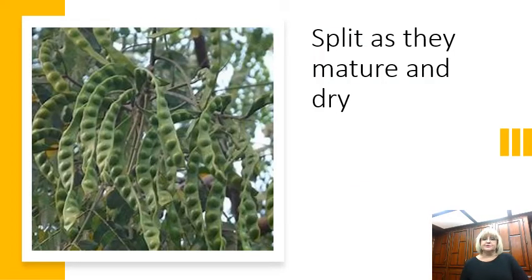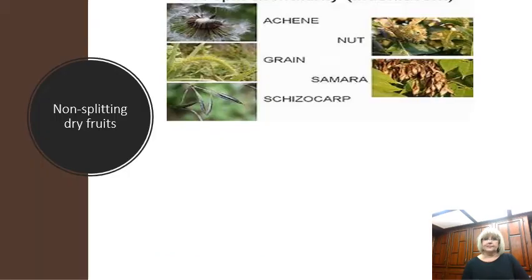So some dry fruits split as they mature, and such fruits include follicles, legumes, silicles or siliques, and capsules. So these are dry fruits that split. And non-splitting dry fruits include achenes, nuts, grains, which are also called caryopsis, samaras, and schizocarps.